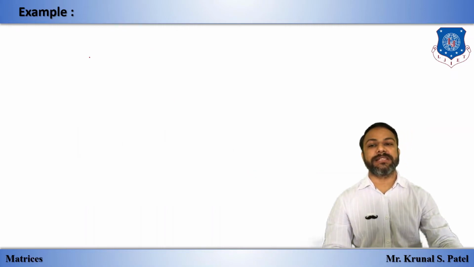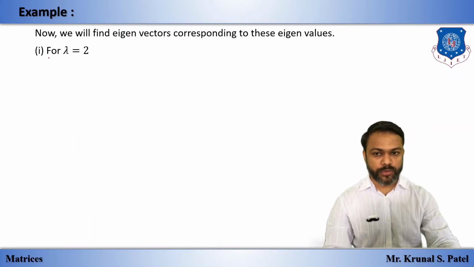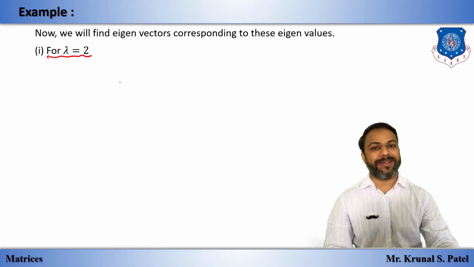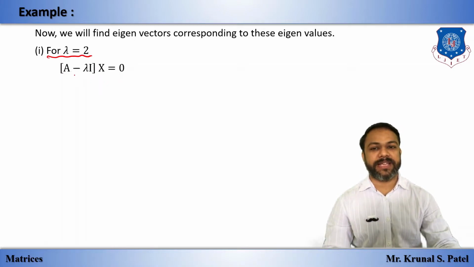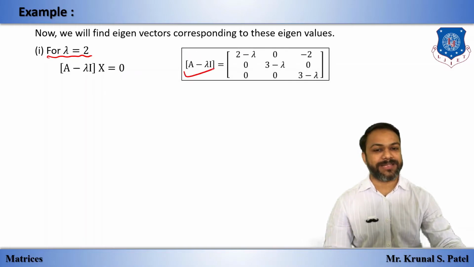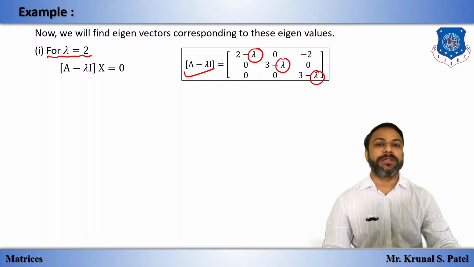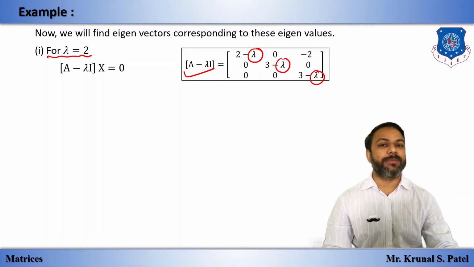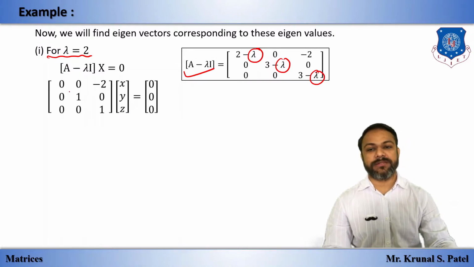So for lambda is equal to 2, first we will find the eigenvector. Same process: A minus lambda I times x is equal to 0. For that we need A minus lambda I. We will put lambda here. So 2 minus 2 is 0, 3 minus 2 is 1, 3 minus 2 is 1, and the remaining elements are as they are.